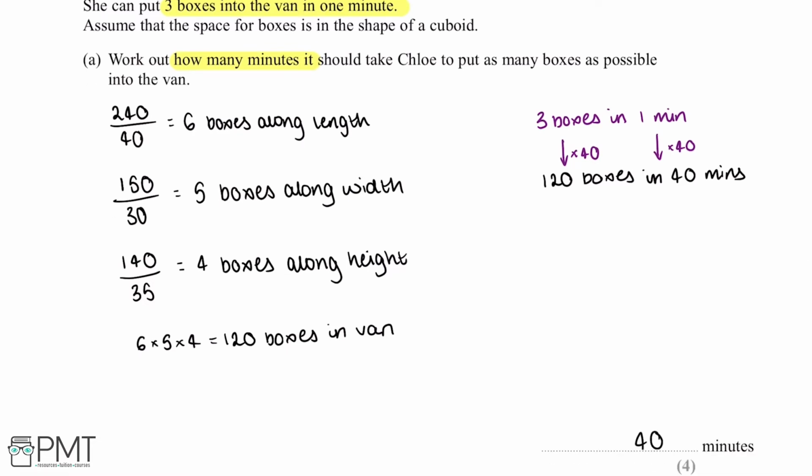Now this question's worth 4 marks. We'll get our first mark for working out how many boxes will fit along one of the edges. Our second mark for working out the total number of boxes which will fit into the van. Our third mark for working out how many minutes it will take to put these boxes into the van. And our fourth mark for the correct answer.